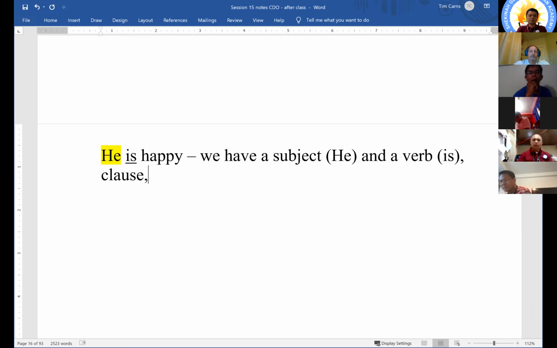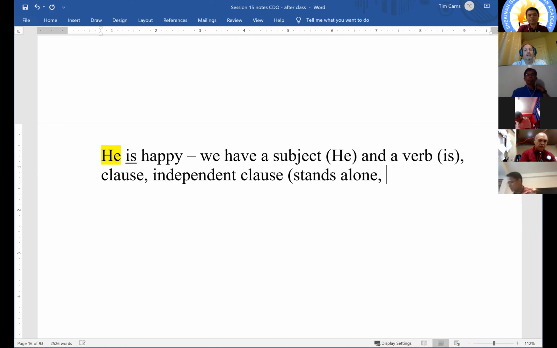Now, is this a complete thought? Does this form a complete thought? Yes. It does. So it's an independent, standalone clause. We can say it stands alone and forms a complete thought. Now I'll show you why I'm focusing on this idea of a complete thought in a little bit. All right. So he is happy. That gives us a complete thought, and it is a clause because of the subject and the verb.